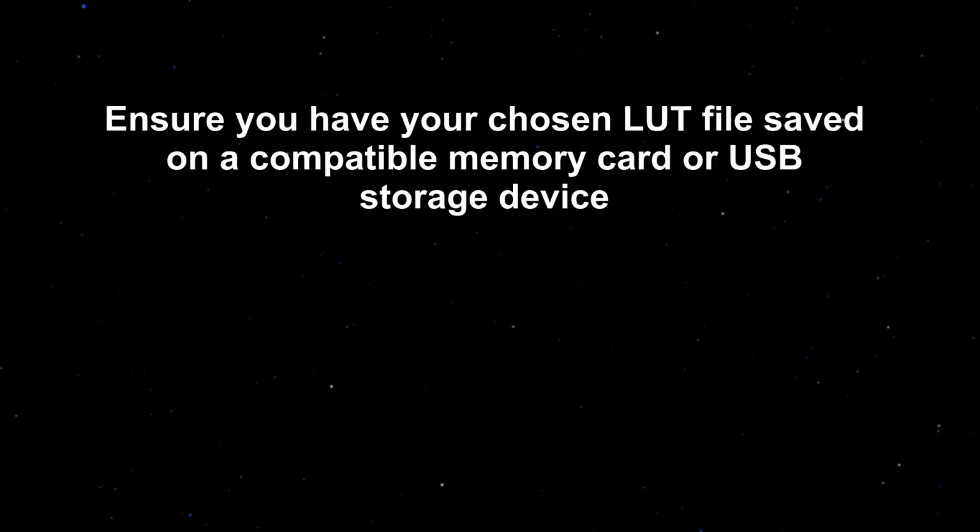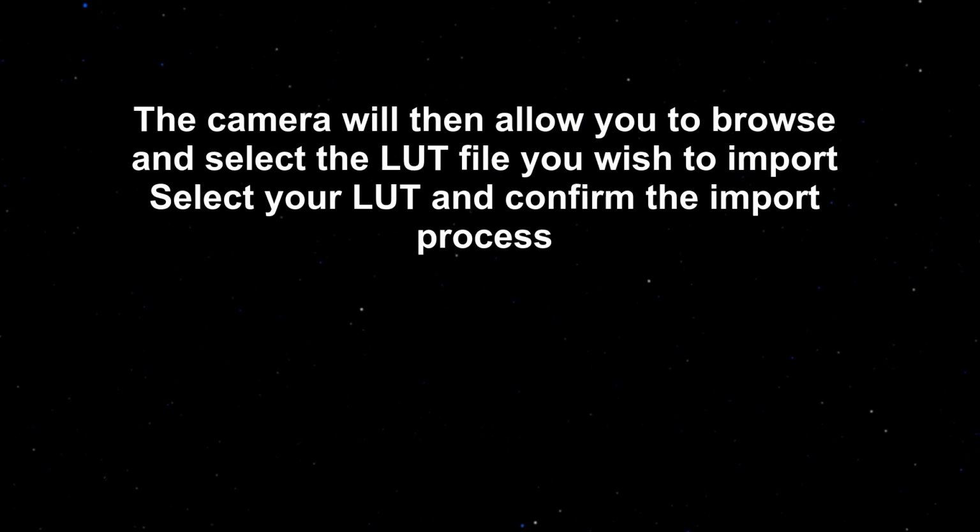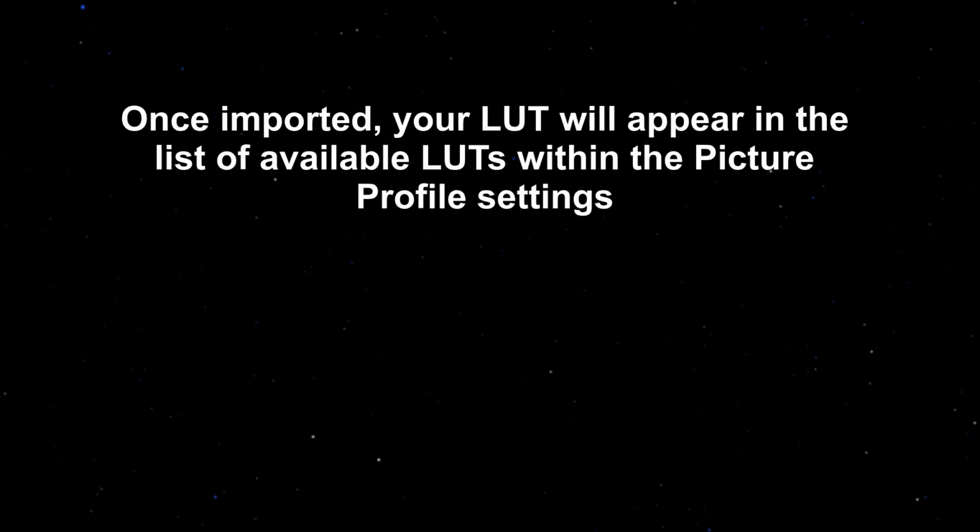Ensure you have your chosen LUT file saved on a compatible memory card or USB storage device. The camera will then allow you to browse and select the LUT file you wish to import. Select your LUT and confirm the import process. Once imported, your LUT will appear in the list of available LUTs within the picture profile settings.